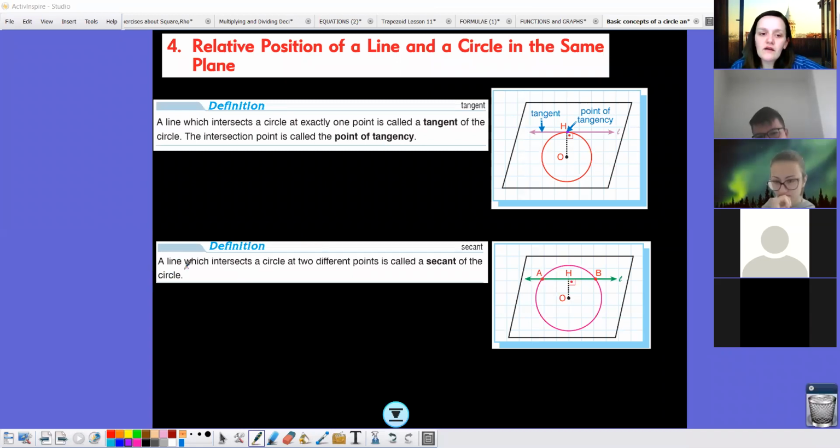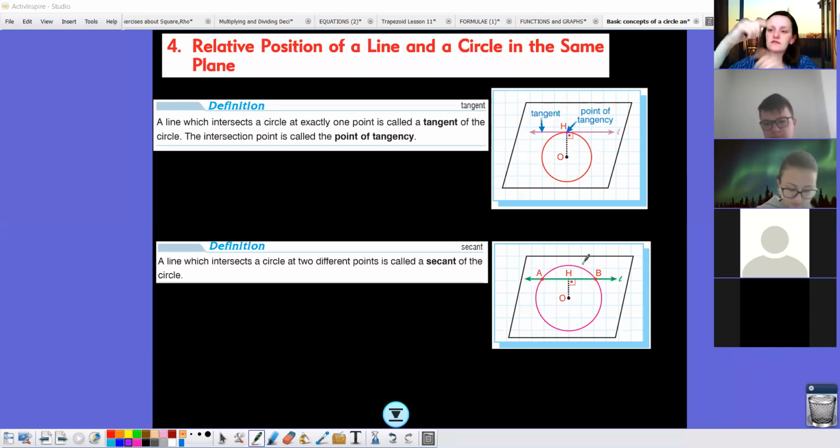And the other one, a line which intersects a circle at two different points, is called a secant. As you see, there is a line and it cuts the circle in two points. So this is called secant. Okay, this is tangent, this is secant.